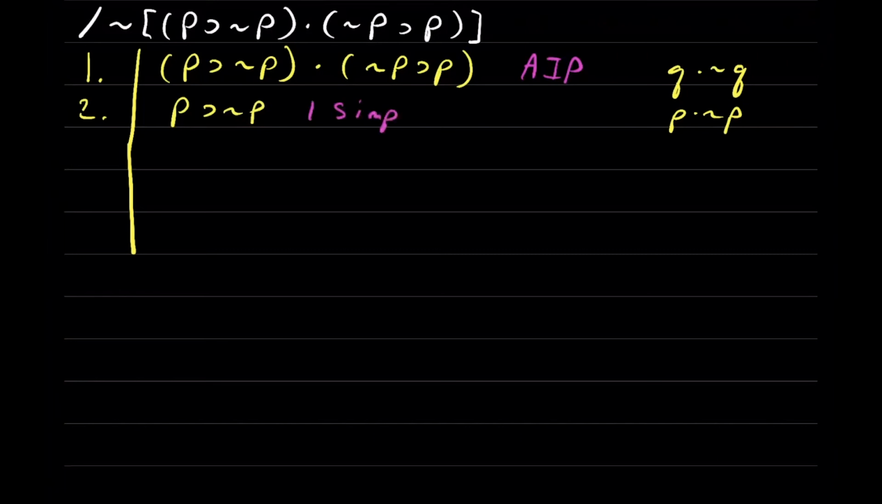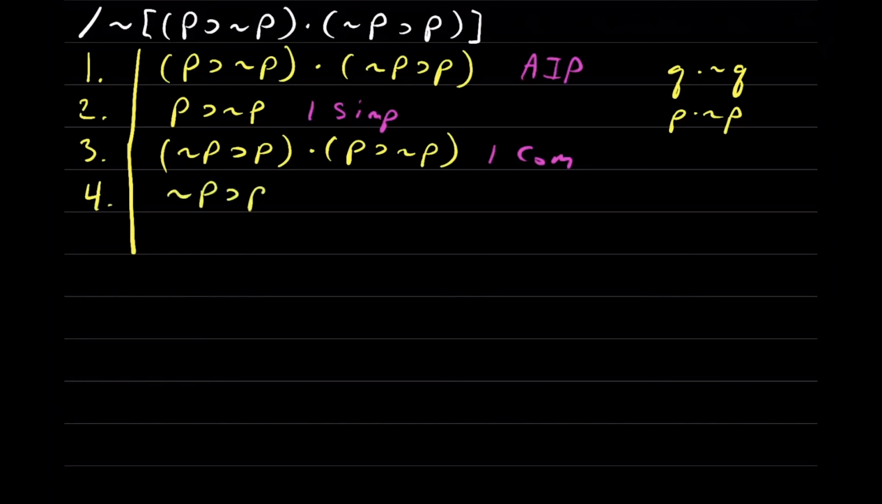And remember, I have to do commutativity to simplify the term on the right. So let's apply commutativity to line 1, reverse the order of that conjunction. So not P implies P, and P implies not P. Line 1 by commutativity. Okay. Now I can simplify the other term of the conjunction. Get not P implies P from line 3 by simplification. I think it's going to be really easy to get a contradiction from here. Let's see what we get.